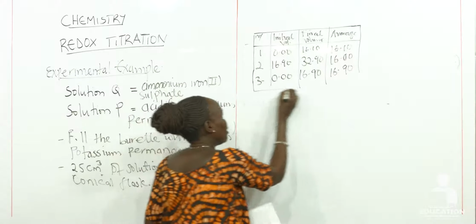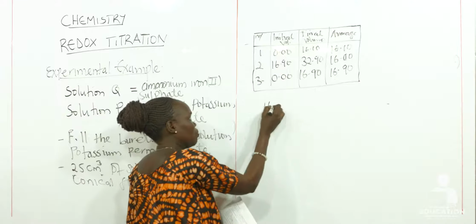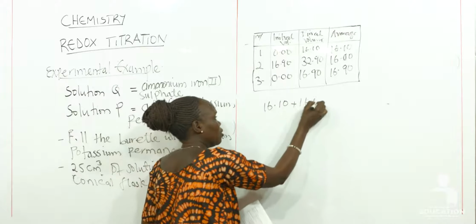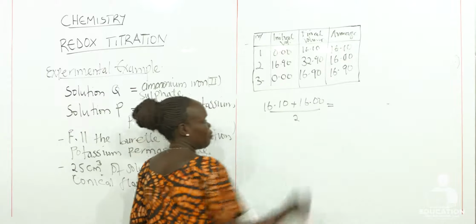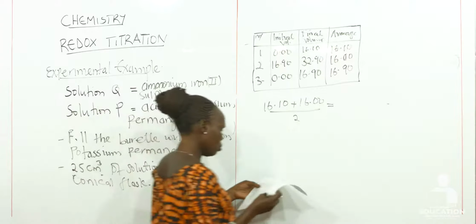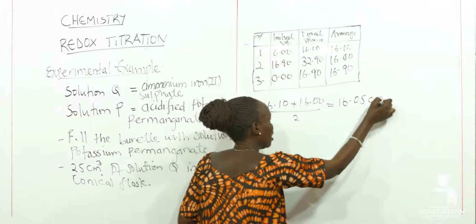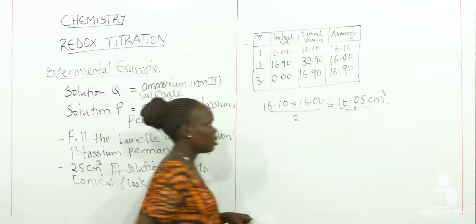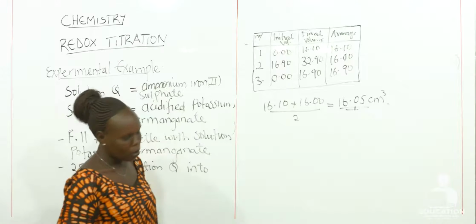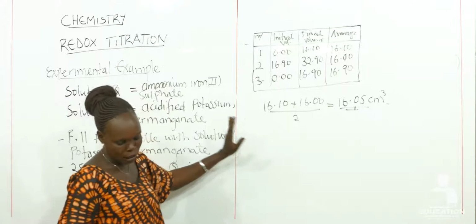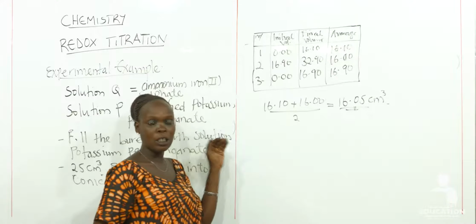So we shall have the average. The average here, we're going to take the 2 titrations. It means we have 16.10 plus 16.00 divided by 2, because there are 2 titrations. Then the final volume here will be 16.05 centimeter cube. So this is the volume that reacted with solution Q. So what else do we want to do? We are going to get the number of moles of solution Q that reacted during the titration.